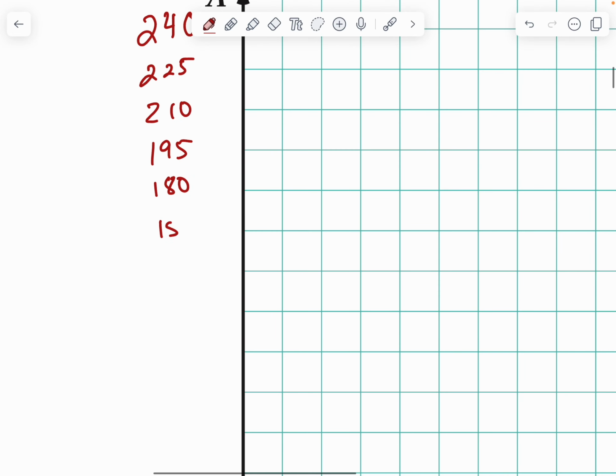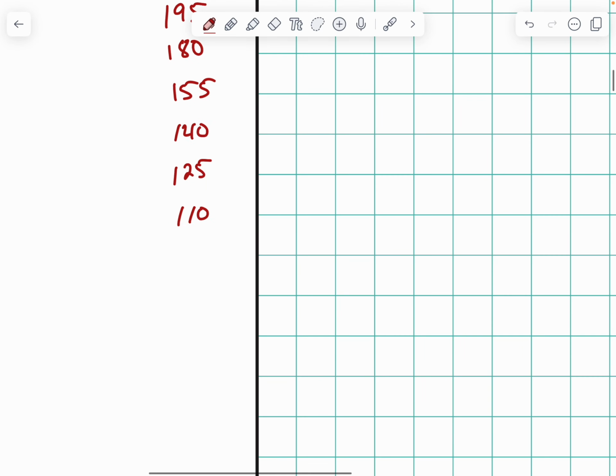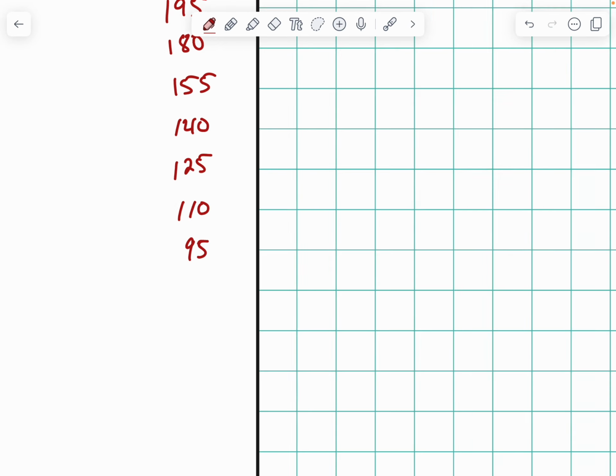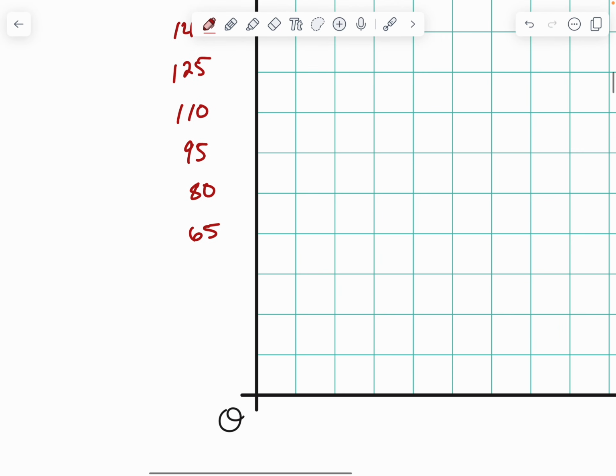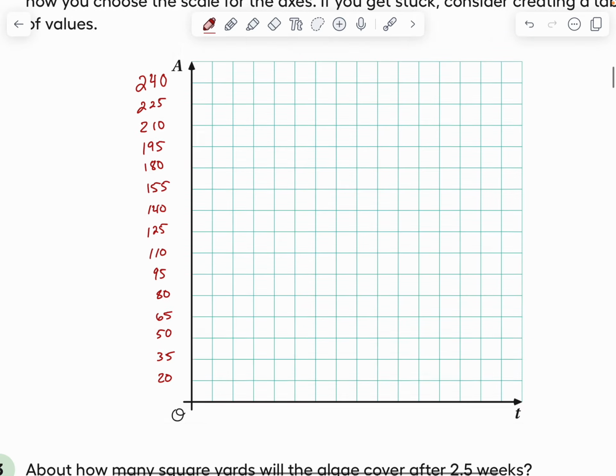Maybe. 155, 140, 125, 110, 95, 80, 65, 50, probably messed up somewhere along the way, 35. We'll say that this is 20, so then you've got 0 to 20, which is a little bit of a broken thing, but that's okay.